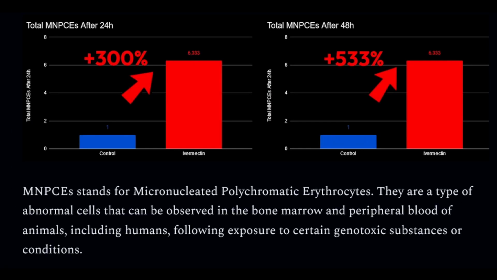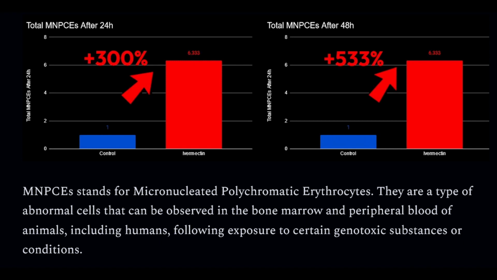So here we have two charts. The left chart is after 24 hours, and the right chart is after 48 hours. Both charts look at the total MNPCEs, which stands for micronucleated polychromatic erythrocytes. These are a type of abnormal cells that can be observed in the bone marrow and peripheral blood of animals following exposure to certain genotoxic substances.